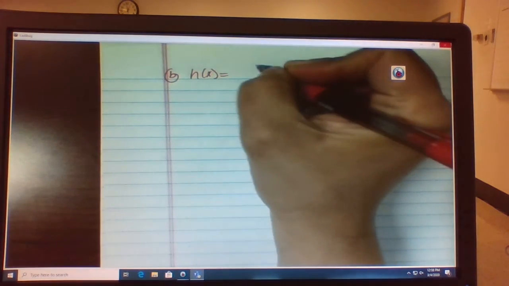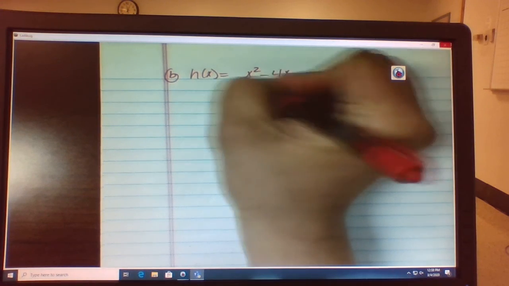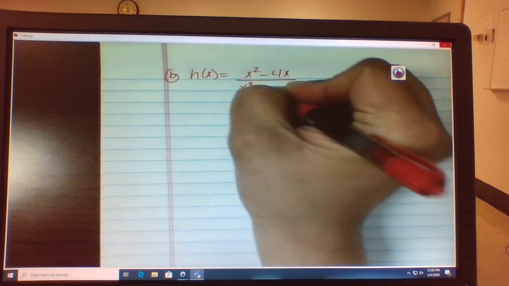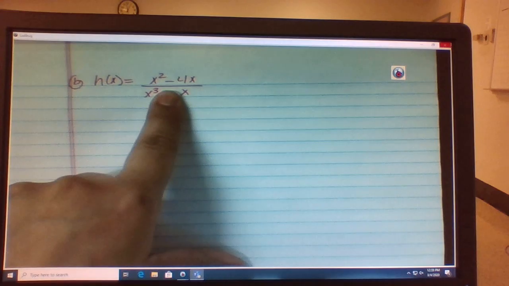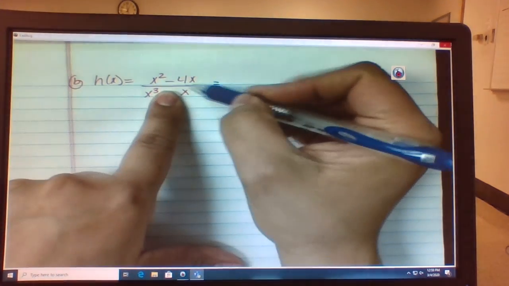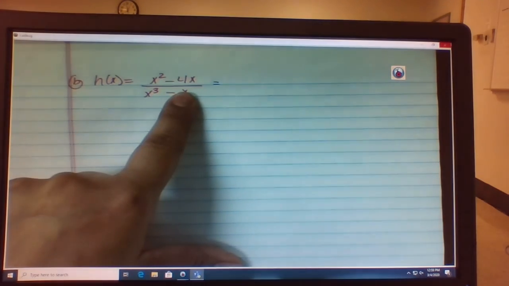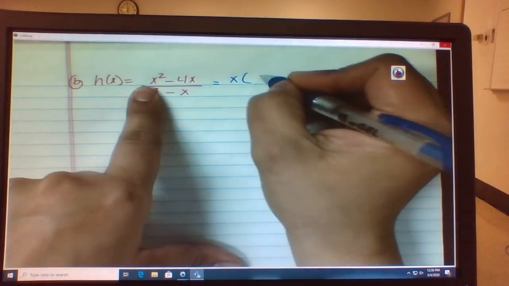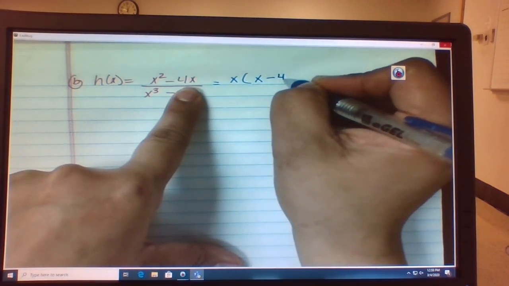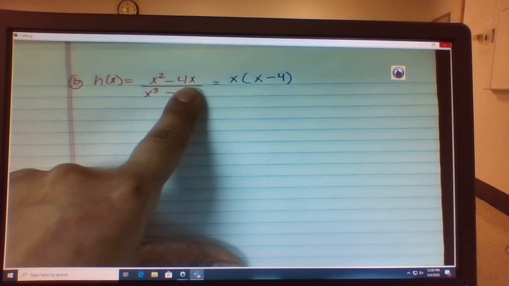H of x equals x squared minus 4x over x cubed minus x. So when you look at this at the top and bottom, can I factor something on top? Yes. Can I factor something in the bottom? Yes. What can we factor out on top? Difference of squares? It's not a difference of squares because this one has an x. So Elsona says we could factor out an x, and that is correct. When I take out an x from here, what's left over? x. When I take out the x from there, it's a -4. So are we okay there?